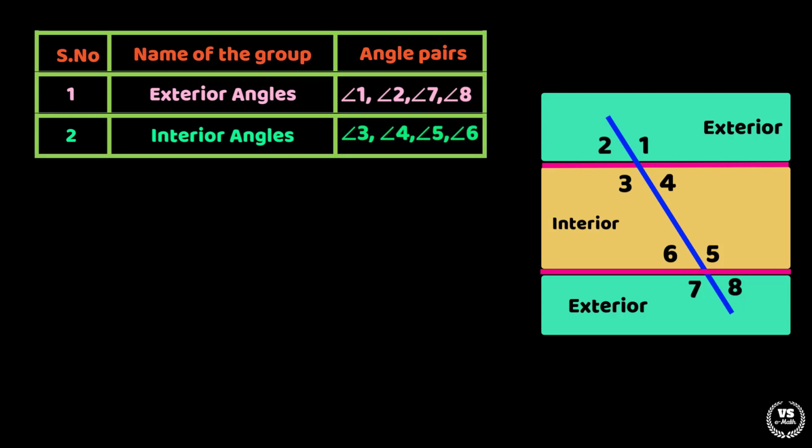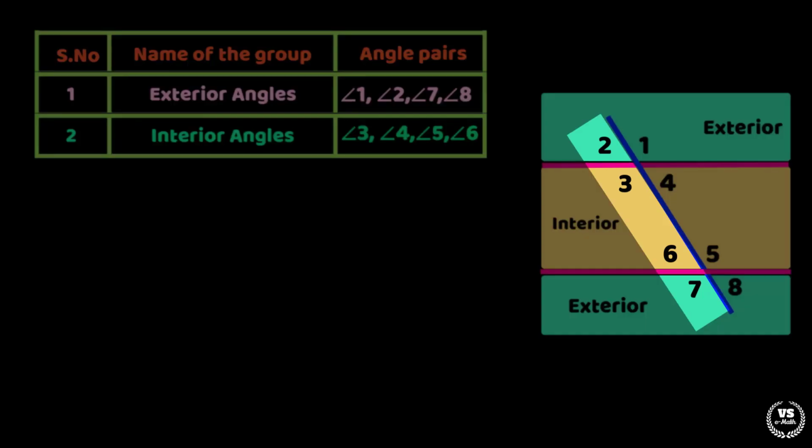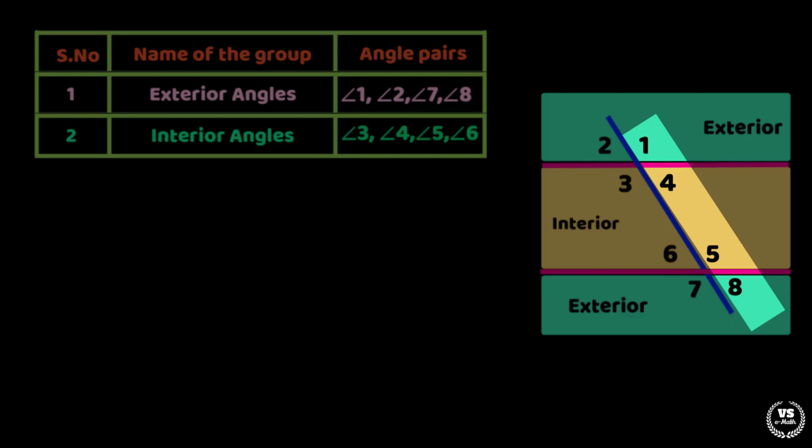Now, let's group the angles based on the transversal. They are called same side angles. Now, can you name the left side angles? 2, 3, 6 and 7. Similarly, 1, 4, 5 and 8 can be called right side angles.